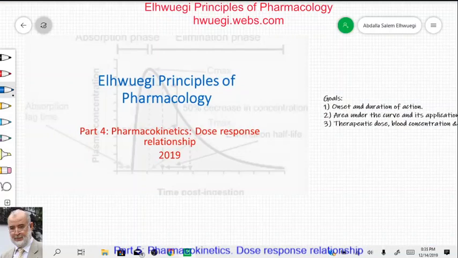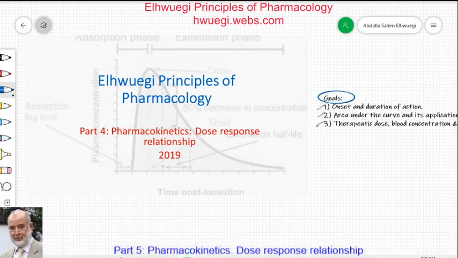Today's presentation will speak about the relationship between the dose and the response. This presentation will be the last in the Pharmacokinetics series. Today's presentation has three main goals.